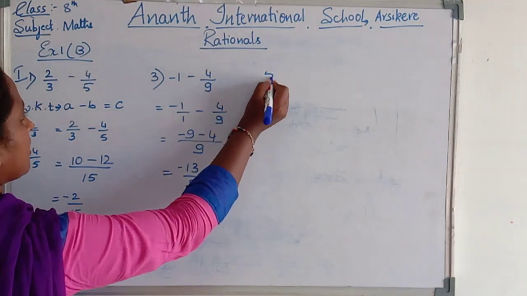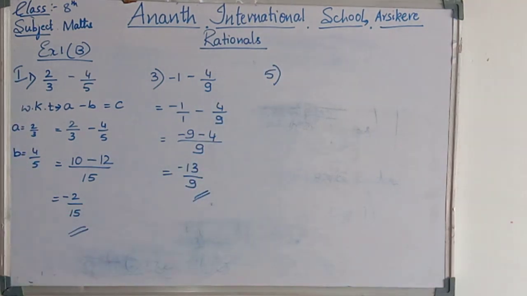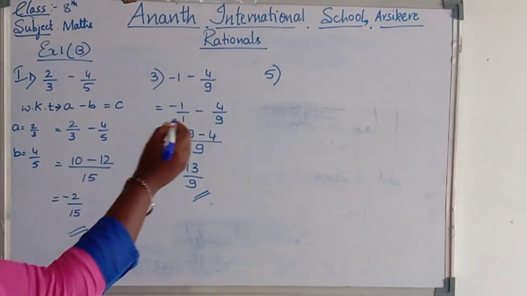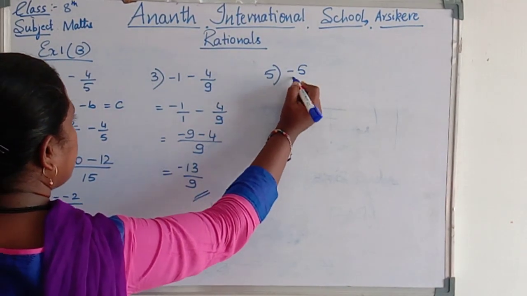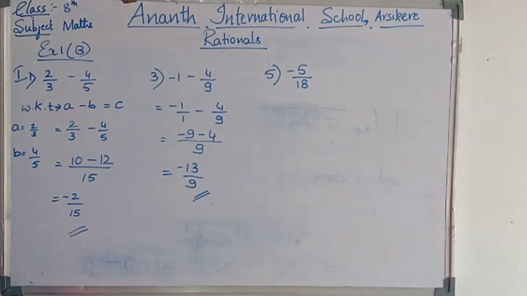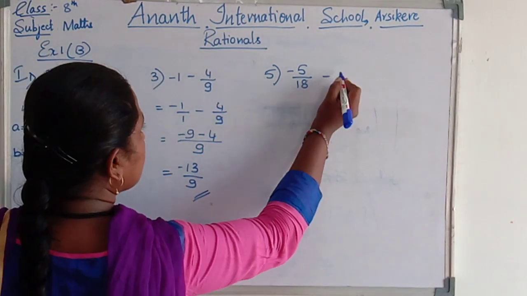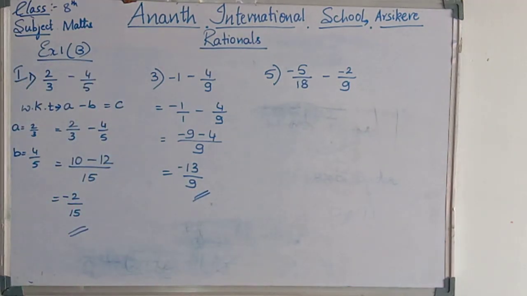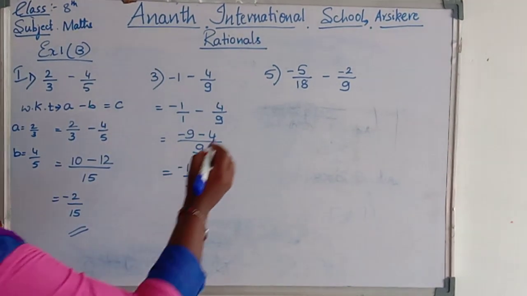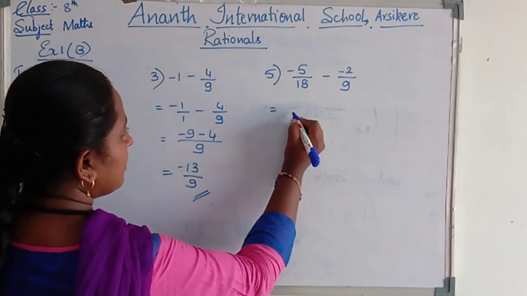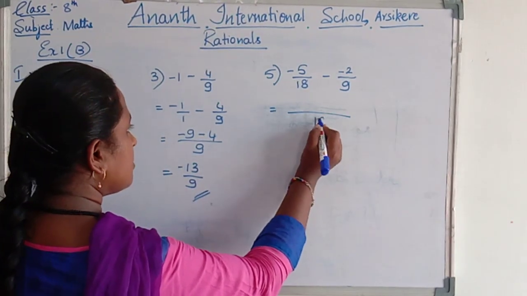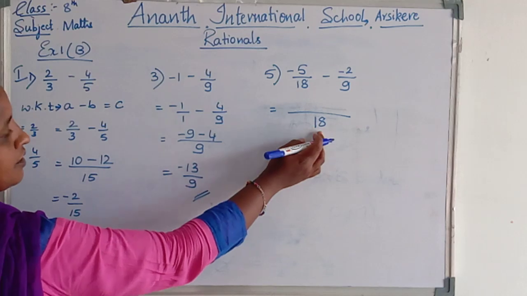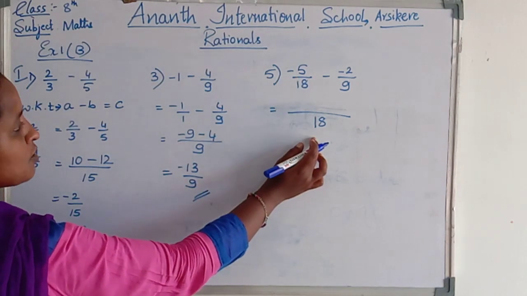Let me do another sum, the fifth one. Minus 5 divided by 18 minus of minus 2 divided by 9. Let us see. Here also 18 and 9 are different denominators. You should take the denominator as 18. 18, how many times? 1 time.